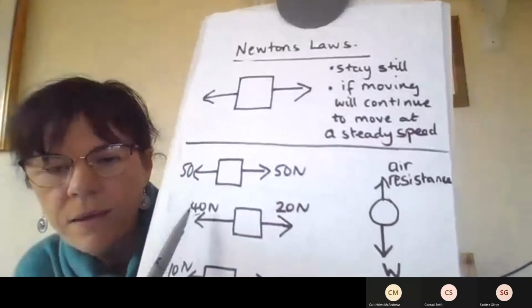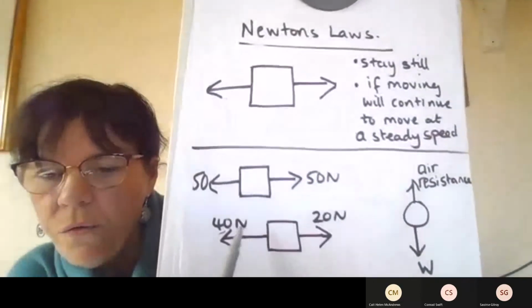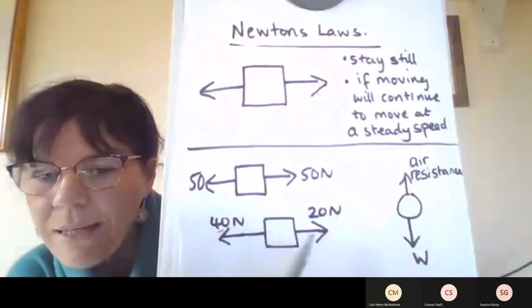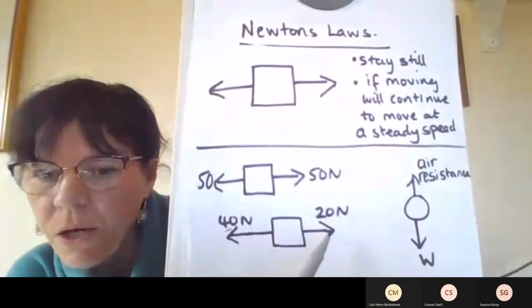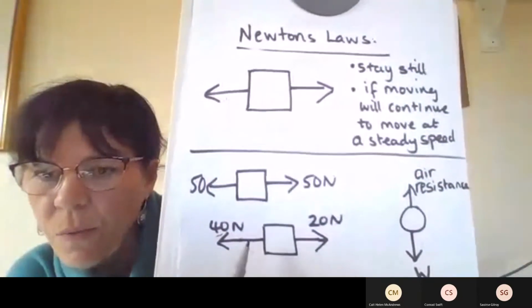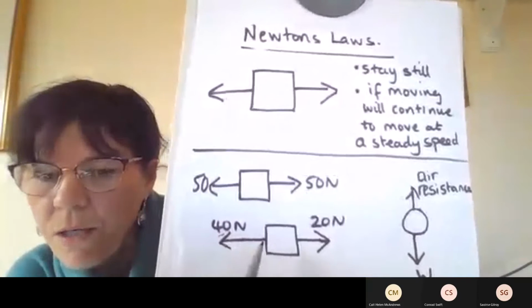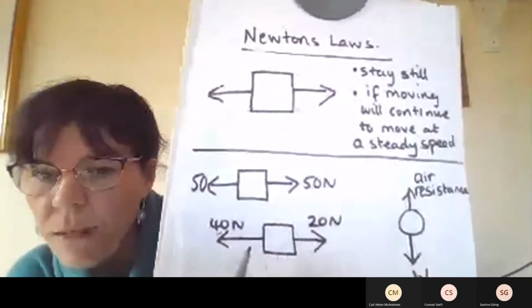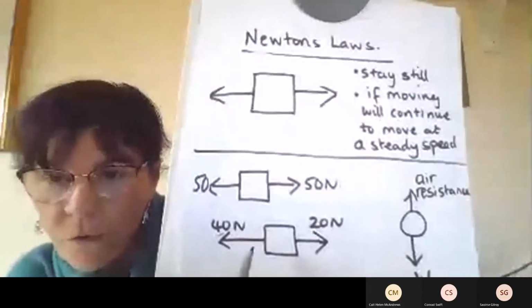Well, there's 40 going this way. Think of it as like a tug of war. 40 going this way, but 20 of the 40 is being cancelled out, and that will leave you 20. So it's 40, take away 20, leaves 20 as the overall leftover force.